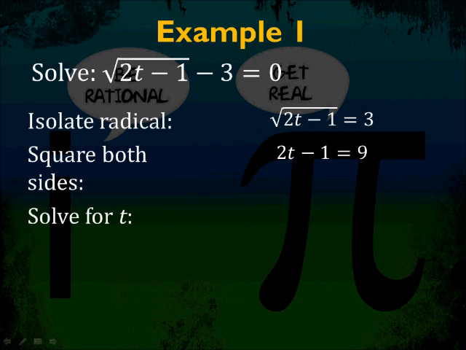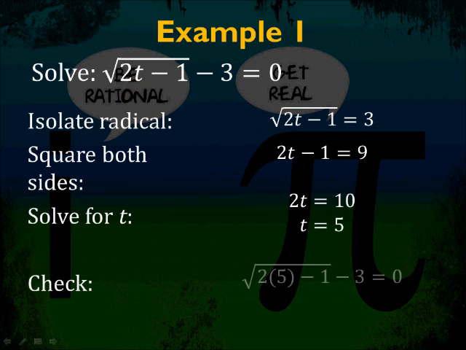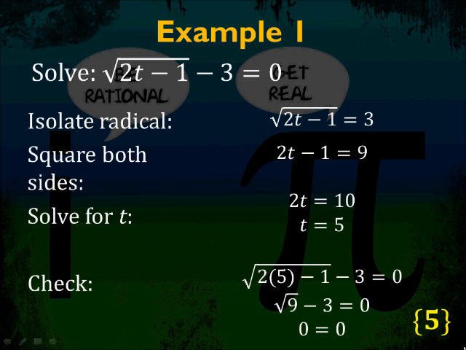Now you solve for t. This is no different than what you did in Algebra 1. Add 1 to both sides, divide both sides by 2, and you get t is 5. Finally, you'll need to check for extraneous roots. You'll plug 5 back into the original equation to see if it works. Radical 9 minus 3 does equal 0, so the solution is 5. Again, isolate the radical to one side, square both sides, and solve for t. Finally, once you get your solutions, check all of them in the original equation. If they work, you can keep them. If they don't work, throw them away.